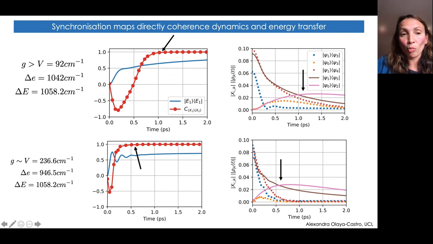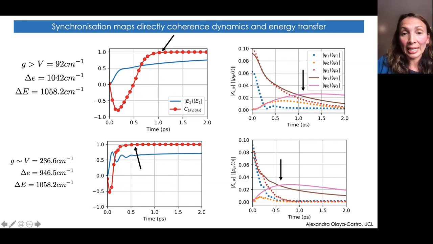So we see that in both cases that we have considered here, you have a non-exponential growth of the transfer from one exciton to another exciton. But in one case, you have an oscillatory behavior that is telling you you have a predominantly coherent behavior in the energy transfer, while in the first case, in the upper case, eventually that coherence disappeared really fast.